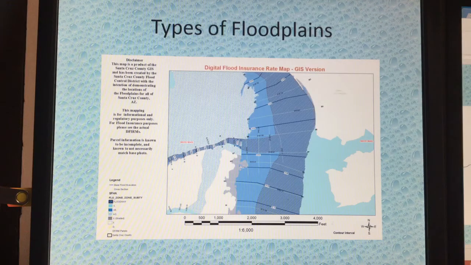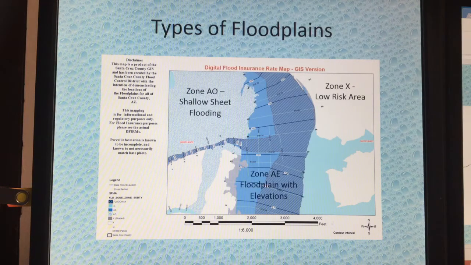So to start off with, we have the low area of risk, the Zone X, followed by the sheet flooding area, Zone AO, the Zone AE, which is a floodplain with elevations where it's been calculated. And then we have the Zone A approximate floodplain, which in Santa Cruz County, Arizona, is basically the geologic floodplain. The other one that we have, which isn't shown on here, is the Zone X moderate floodplain, which is this gray area here, which is usually the area between the 500-year floodplain and the 100-year floodplain.